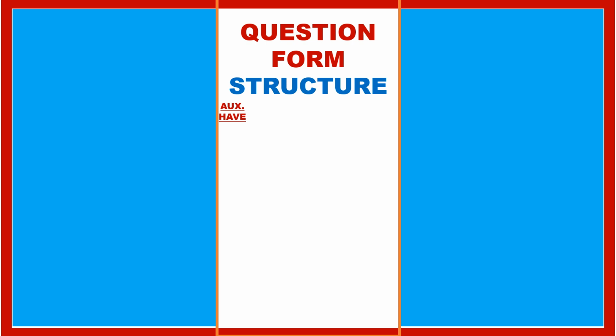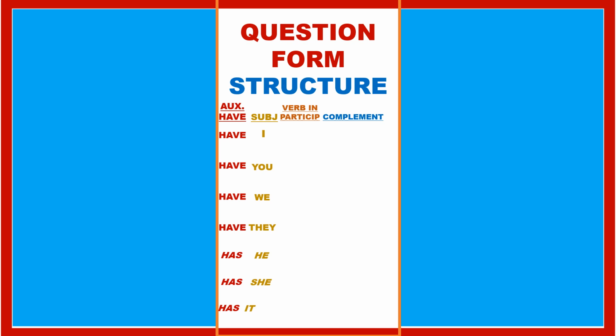We use an auxiliary have, or has, depending on the subject. According to this, we have the subjects here: I, you, we, they, he, she, it. After the subject, we use the verb in participle. The next thing is a complement, and finally the question mark.